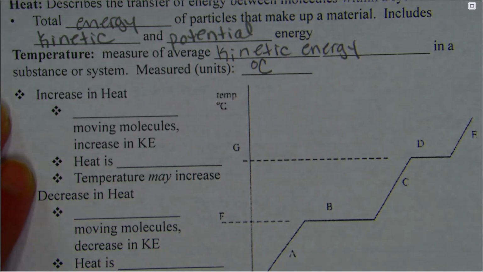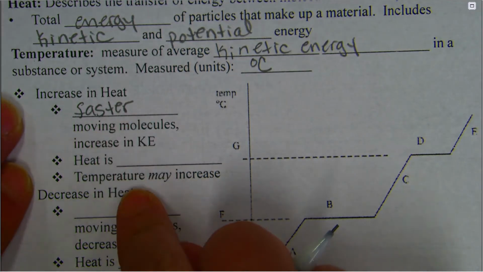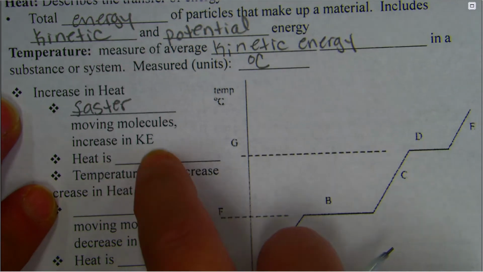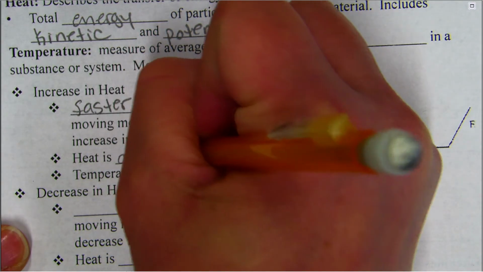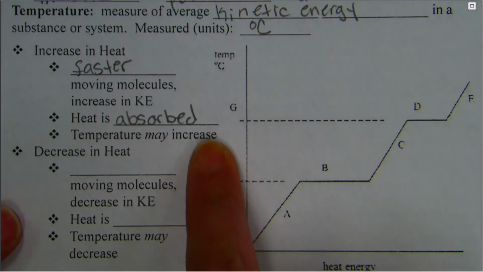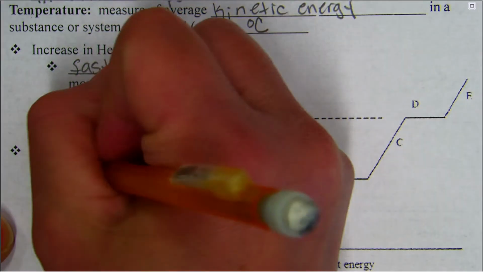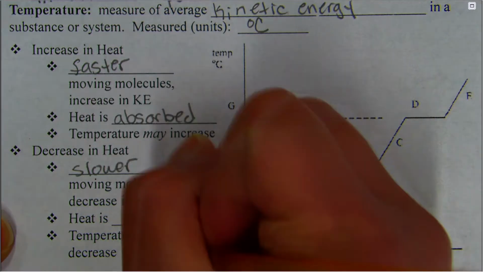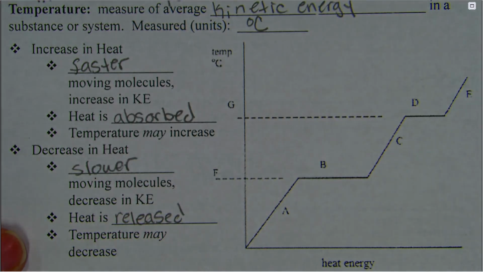Okay, so if I increase heat, that means I'm going to increase the speed at which particles are moving. So faster moving particles are going to have an increase in kinetic energy. Heat will be absorbed in this process. Temperature may or may not increase. A decrease in heat means we are going to see slower moving particles. Heat will be released, but the temperature may or may not decrease.